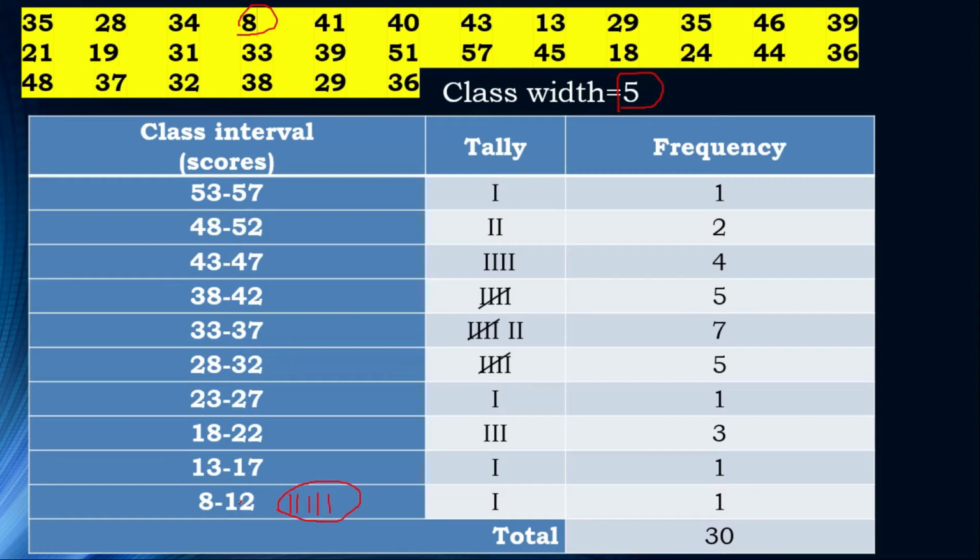So, ganun din dito. After 12, 13, 14, 15, 16, 17, then 18, 22, 23 to 27, 28 to 32, 33 to 37, 38 to 42, 43 to 47, 48 to 52, and 53 to 57. Na-reach natin yung highest na ating value, which is 57. So, okay lang kahit lumagpas yung ating value dito, kahit 58 yan, okay lang din. Basta, makuha natin yung highest value nasa loob ng ating class interval, yung highest value and the lowest value.